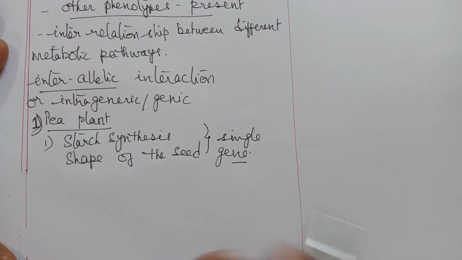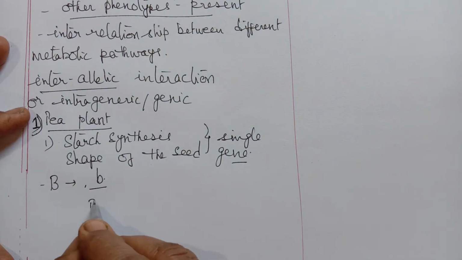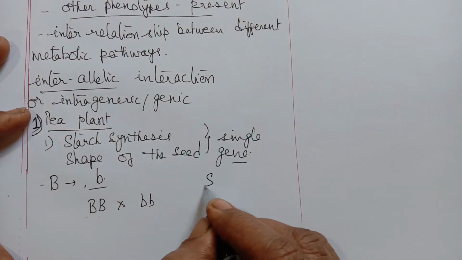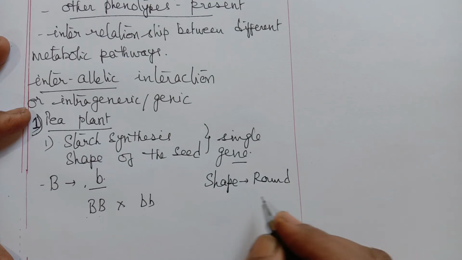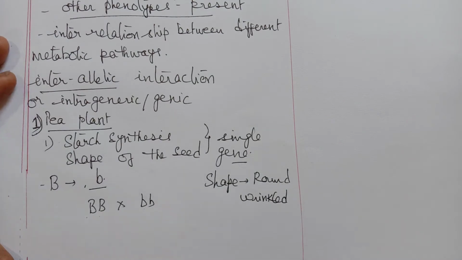Let us represent this gene as B, which controls both the characters. This is the dominant condition, and the recessive we represent as small b. So let us see what happens. In the parental cross, this is completely homozygous dominant and completely homozygous recessive. Here we find the shape of the seed. The dominant shape of the seed is round, and wrinkled is the recessive condition.